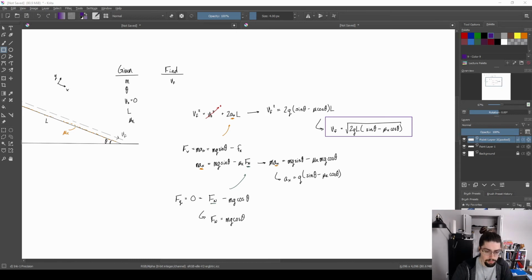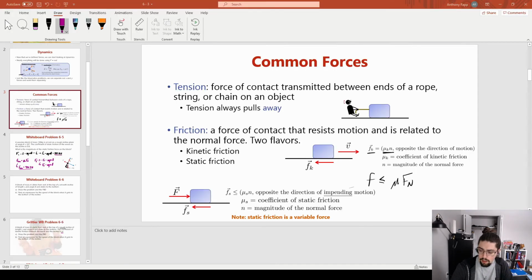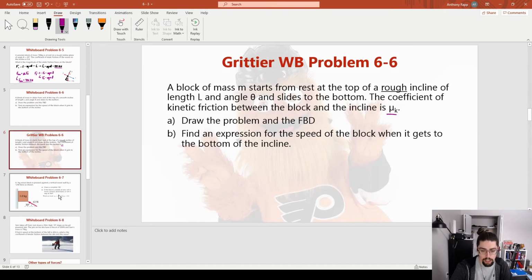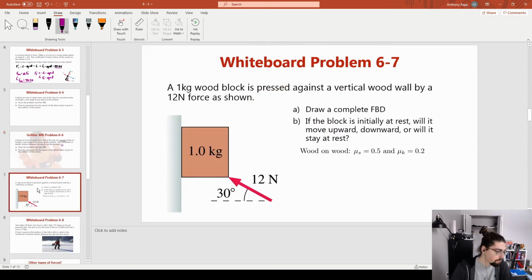All right. So, let's keep going on for now. We have had our gritty problem 6-6. Let's go ahead and look at this one. It's a really good one to look at. Because let's think about this.